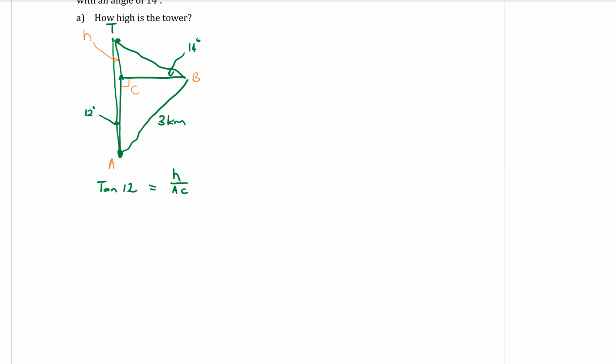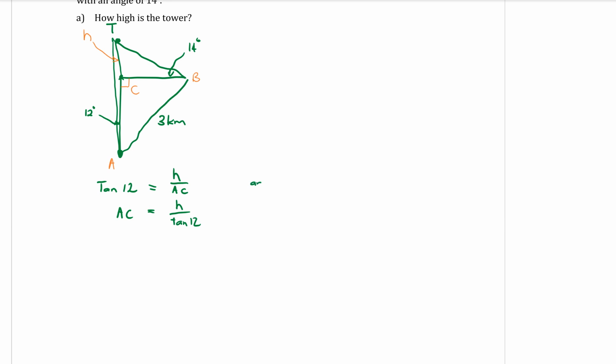Okay, now let's get the AC by itself because I want to work on that bottom triangle there. So to get the AC, I'm going to do a switch place, which would be h over tan of 12. Let's do a similar thing now.